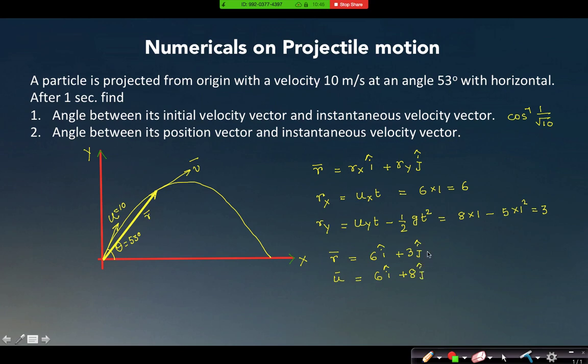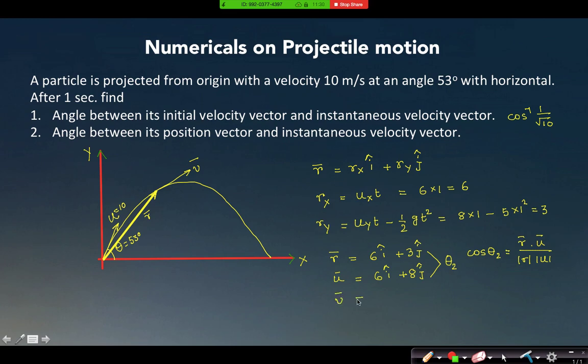Now if I say the angle between them is theta 2, then again I will use the dot product. Sir, it is given as the angle between its position and instantaneous velocity vector, not initial velocity vector. Okay, good. So the theta 2 that we found is the angle between the position vector and the initial velocity vector, but it is not asked in your question. In your question, you have to find the angle between the position vector and the instantaneous velocity vector.